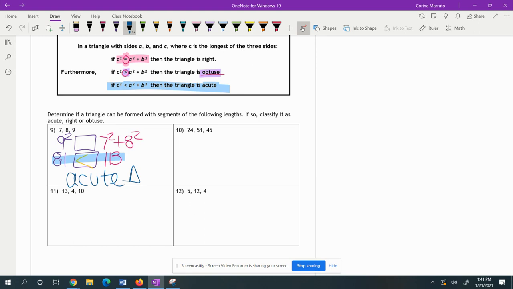All right, moving on to the next one. Remember, the longest side is your c. In this case, 51 is going to be my c, so it's going to be 51 squared, and we don't know what the sign is going to be yet. Then you take the two smaller sides, 24 squared plus 45 squared. 51 squared gives us 2,601, and 24 squared plus 45 squared gives us 2,601. Well, these two are equal, so this is a right triangle.